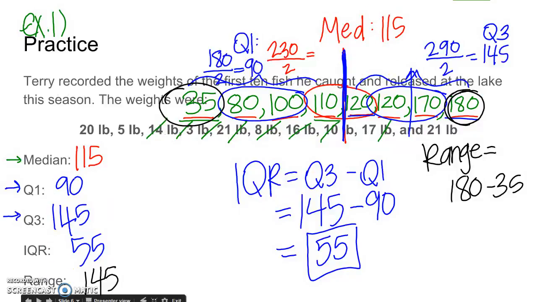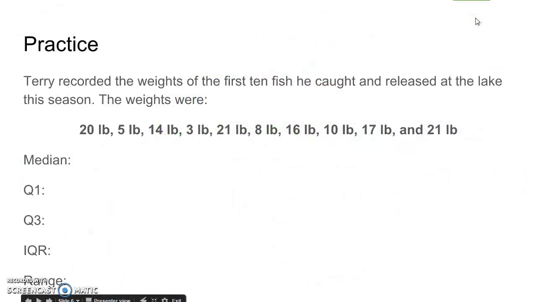Let's try one more example and then we're going to move on. If you feel ready to do this on your own, I want you to hit pause and do this one just like we did example 1. If you're not ready to do it on your own, do it with me now. Alright, first thing we need to do, just like last time, is write these numbers in order from least to greatest.